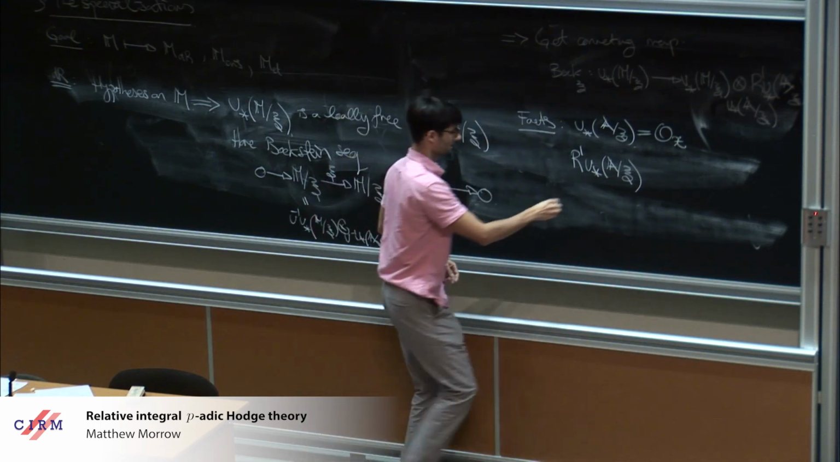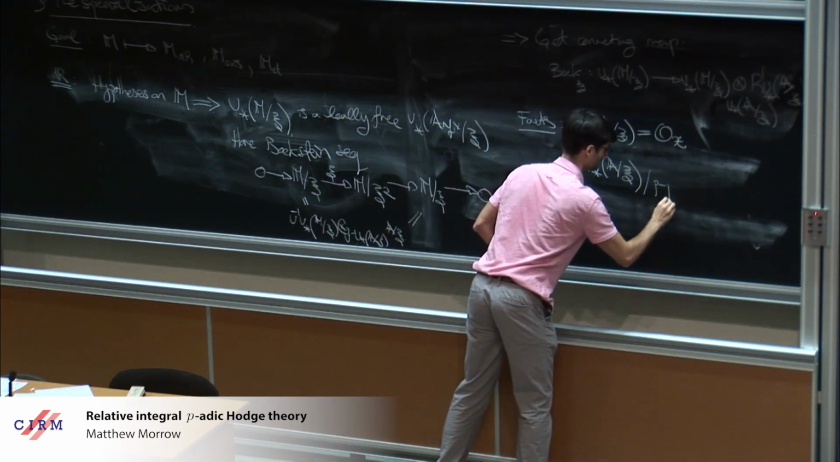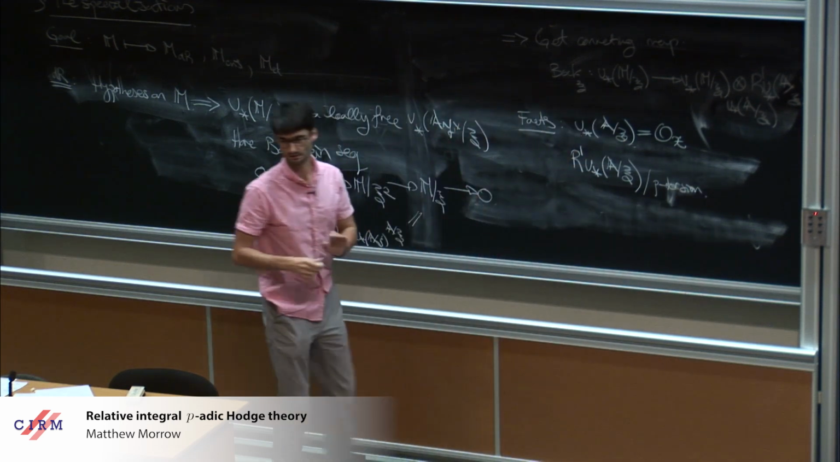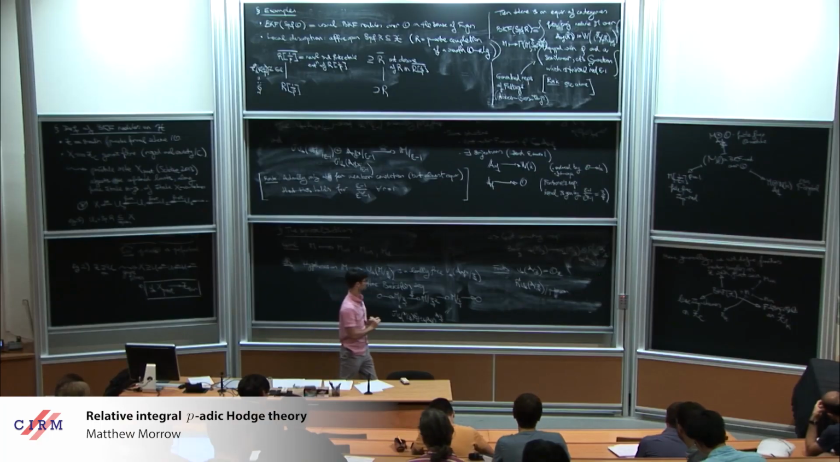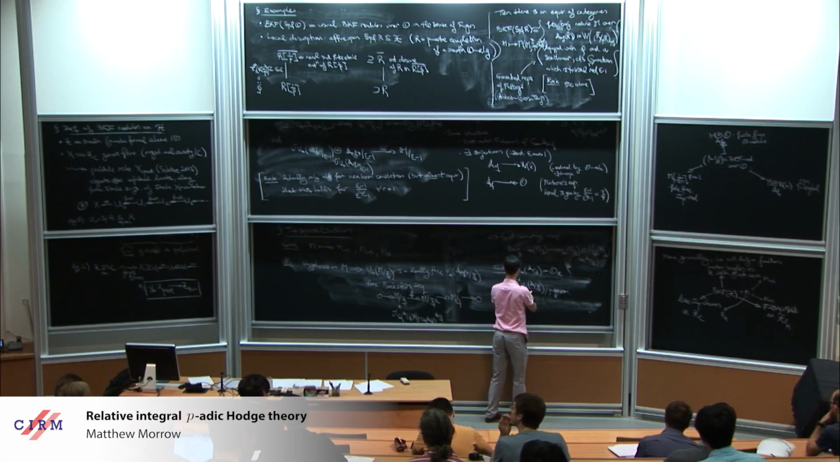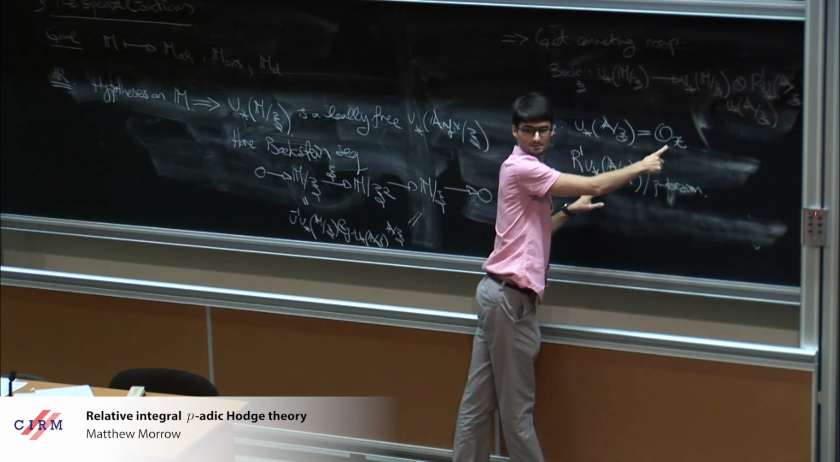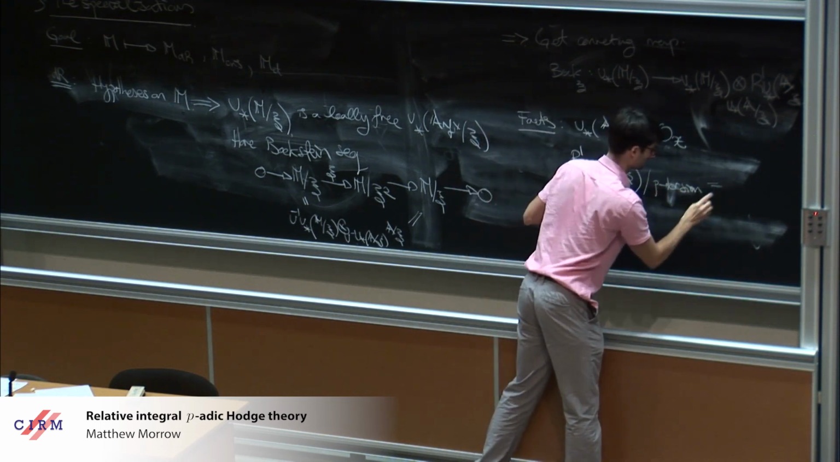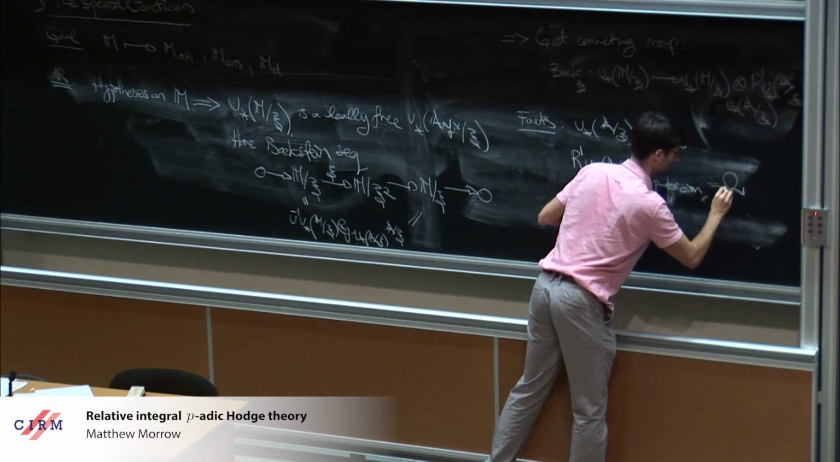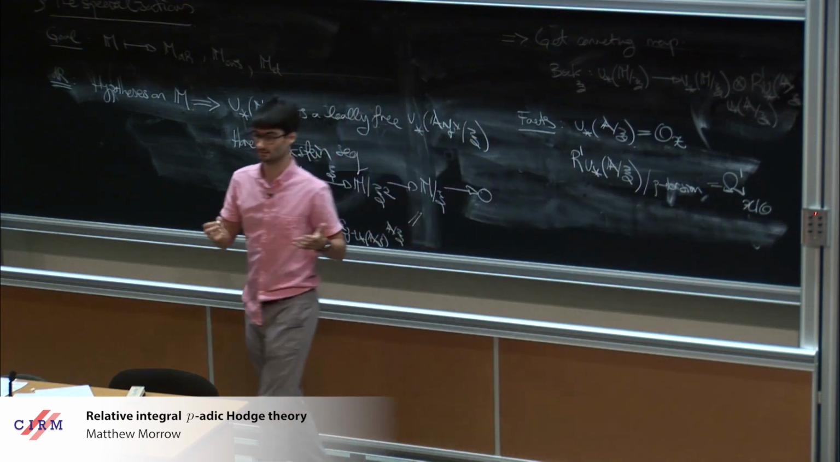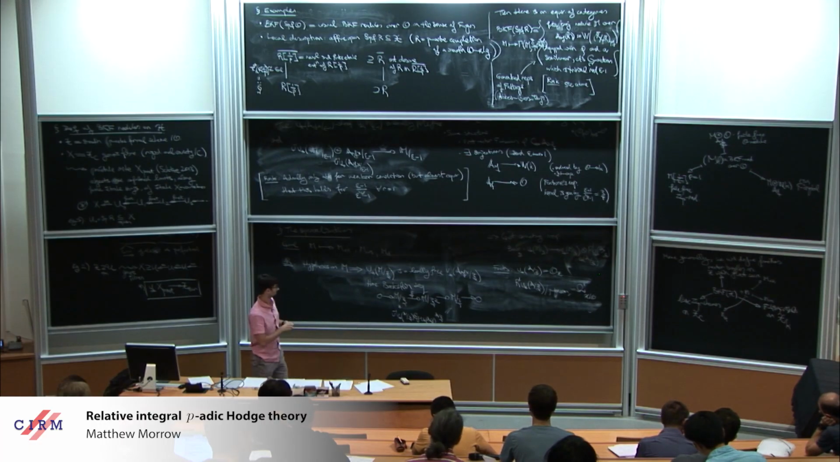Well, at least if I kill the p torsion, it will be sufficient. This higher direct image could have some p torsion, but if I kill this p torsion, I get some sheaf of modules over OX. What is it? Again, a standard calculation in p-adic Hodge theory tells you that it's just the first sheaf of Kähler differentials on your formal scheme.